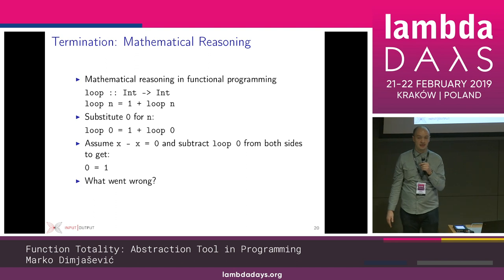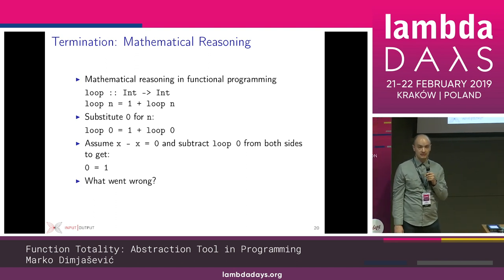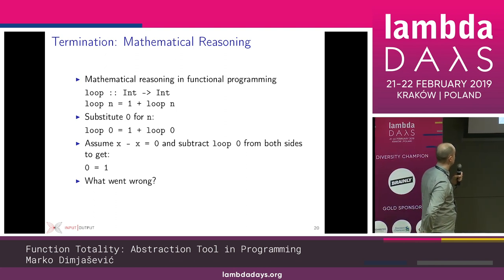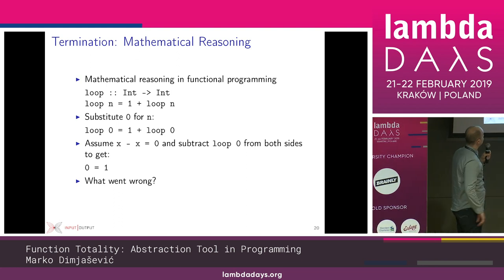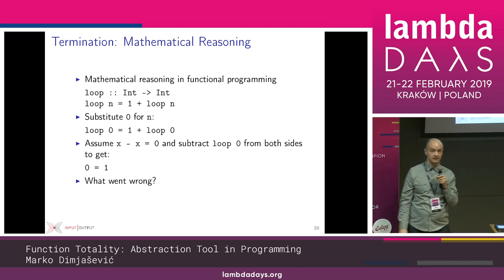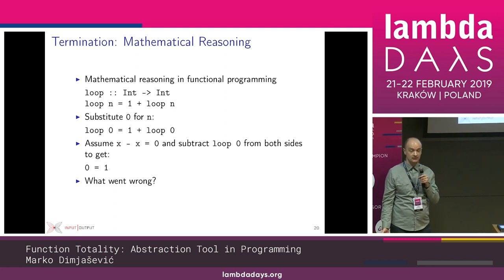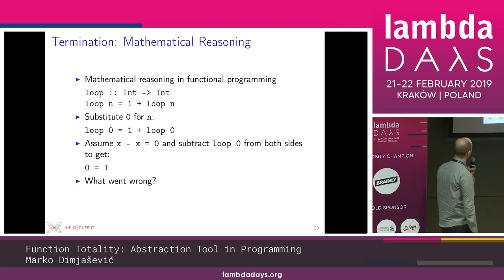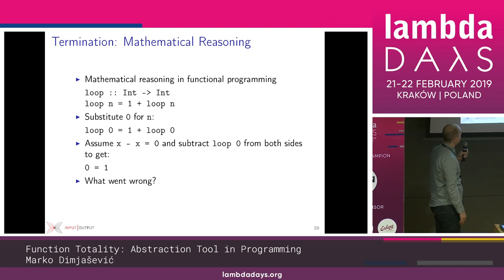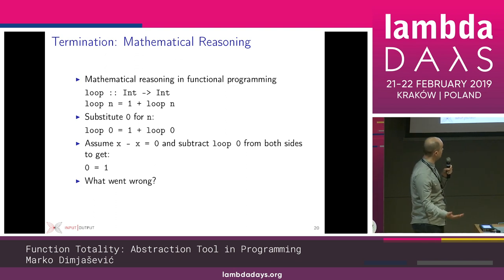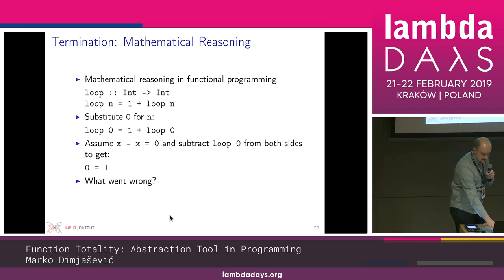And let's try to apply mathematical reasoning because in functional programming, it's like doing mathematics. So we can do, for example, equational reasoning. So let's try that on this example. So if we substitute 0 for n in the definition of the loop function, we get loop of 0 is equal to 1 plus loop of 0, right? And of course, if we assume that x minus x is 0 and carry out this computation, what do we get? On the left-hand side, we are left with 0 once we subtract loop 0 from both sides, and on the right-hand side, we are left with 1 only. And then we get this weird equation that says 0 is equal to 1.